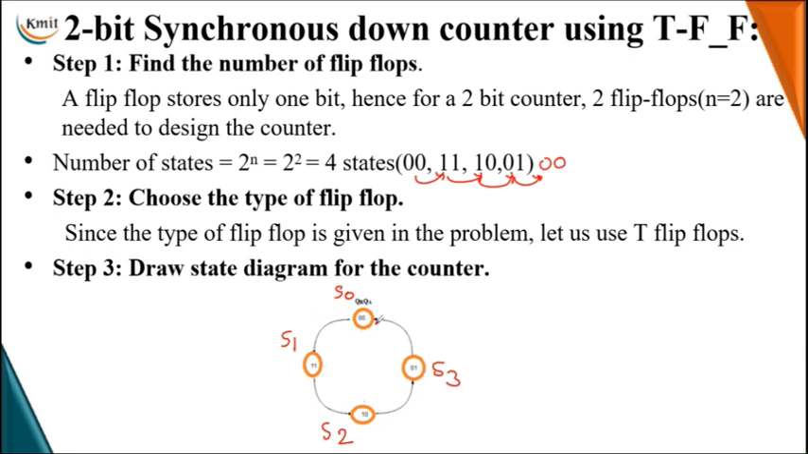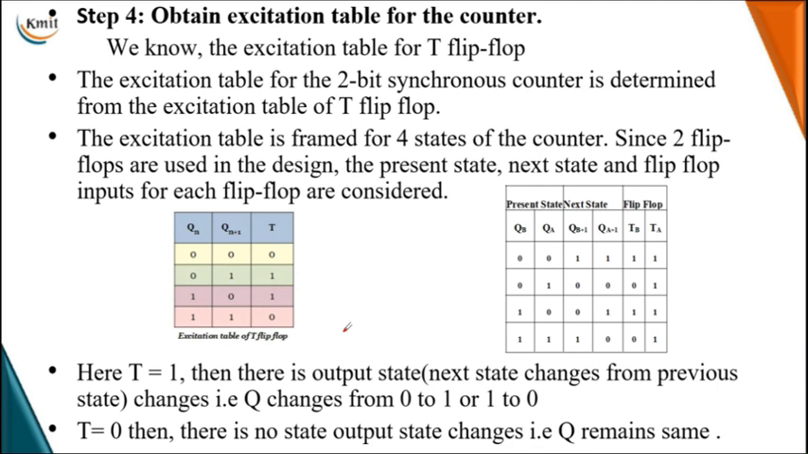So I have a total of 4 states. After 0 1, the next state will be your initial state, which is 0 0. So 1 minus 1, which we get, is 0. Next, upon drawing the state diagram based on this state transition, we are going to draw the excitation table using the excitation table of the T flip-flop.